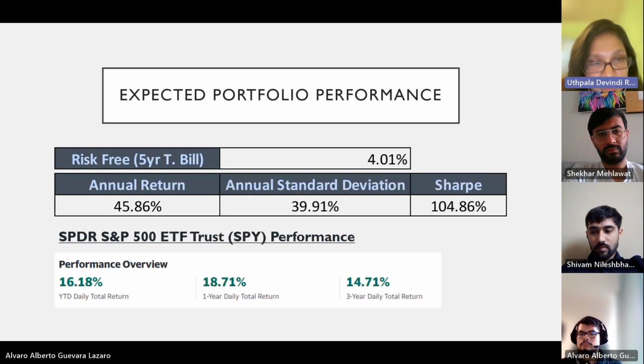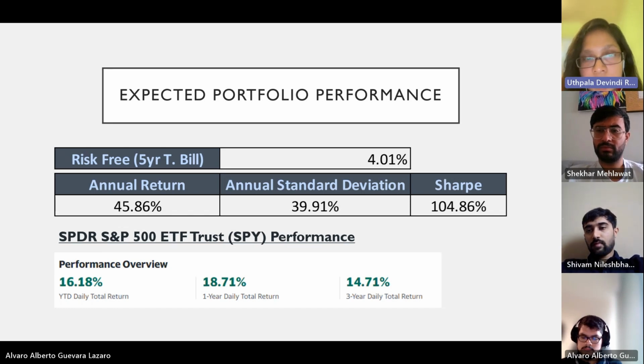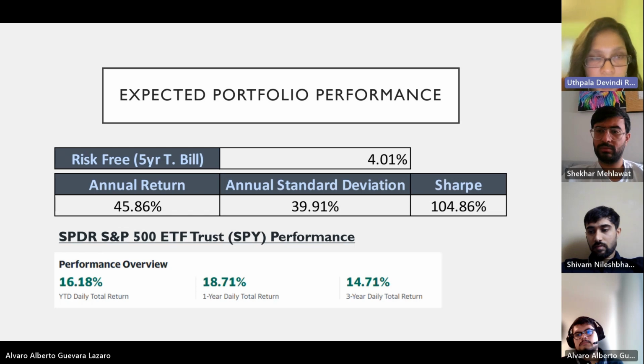Now let's discuss the expected portfolio performance. We have chosen to include the SPDR S&P 500 ETF Trust in our portfolio. The SPY is an exchange traded fund that aims to replicate the performance of the S&P 500 index, which consists of 500 leading companies in the US. By including this ETF, we can gain exposure to the overall performance of the US stock market, providing diversification and stability to our portfolio.